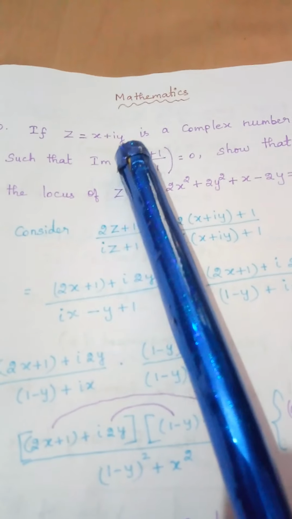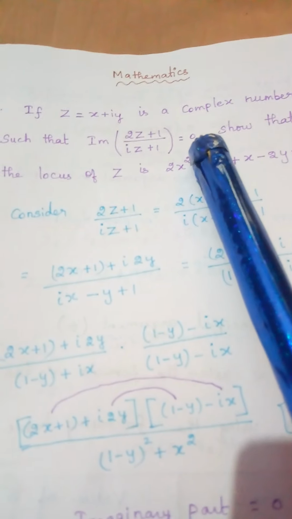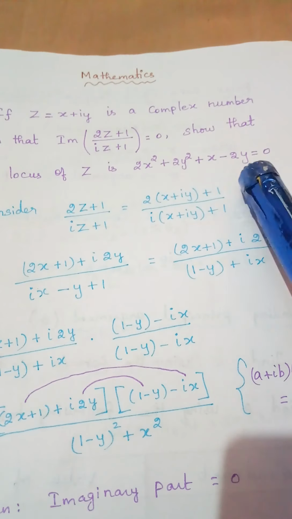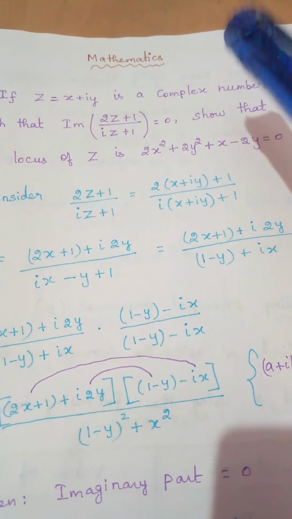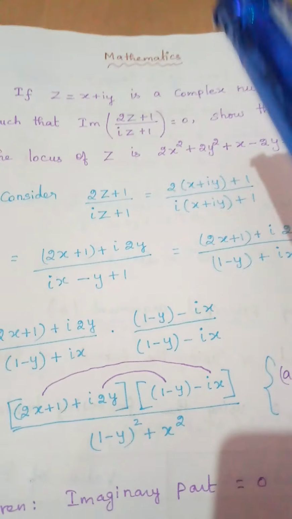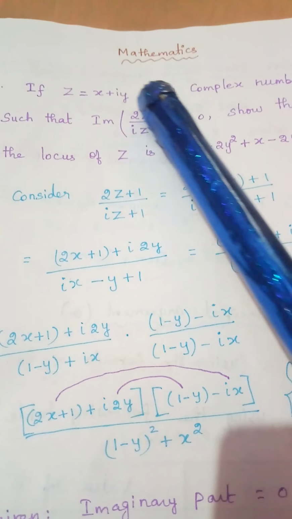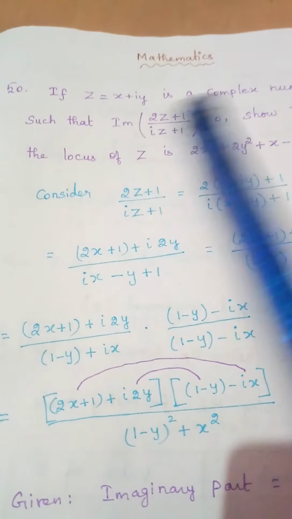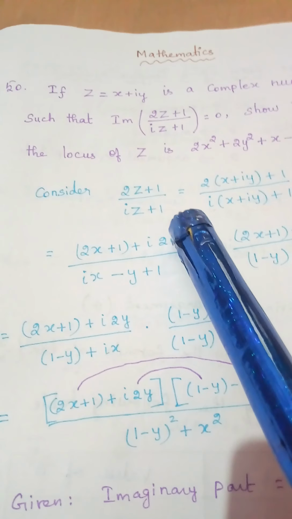Z is a complex number. One condition is given to us, that the imaginary part of this value is equal to 0. Then we should show that with this condition the locus is this. Locus means the path traced is this. So what I have to do: we did a slightly similar kind of problem. In that, first we take the term present inside this bracket. Here also we are going to do the same thing. Start from this term. Consider (2z plus 1) by (iz plus 1).